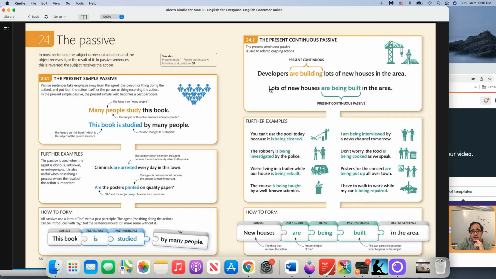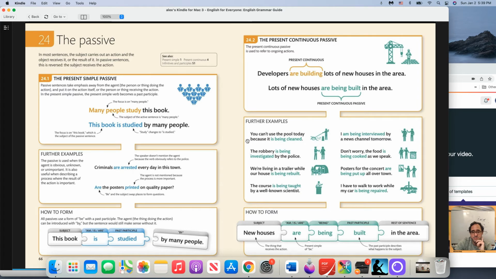So again, lots of new houses, the direct object, moves into the subject. Are, why? Because I need a to be there and it's plural and not me. Lots of new houses are being built. Built is the past participle. I have to add being in here. Are being built. So developers are building. I put being in there and I change building to the past participle. Lots of new houses are being built in the area.